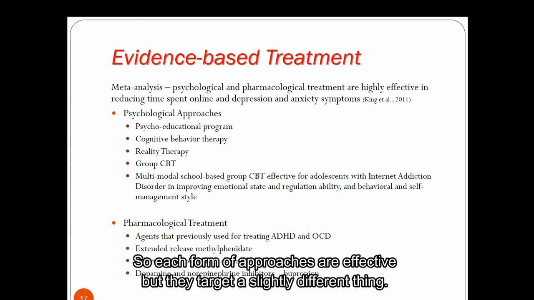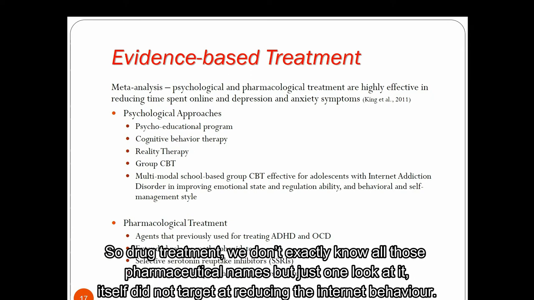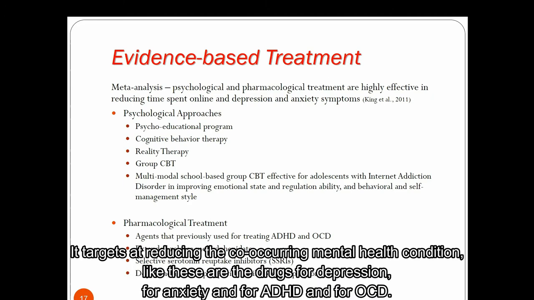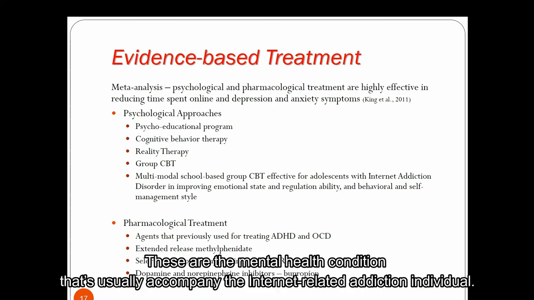So each of these approaches is effective, but they target slightly different things. Okay, so drug treatment. We don't exactly know all the pharmaceutical names, but drug treatment does not target reducing the internet behavior itself. It targets the co-occurring mental health conditions, like drugs for depression, anxiety, ADHD, and OCD. These are the mental health conditions that usually accompany individuals with internet-related addiction.